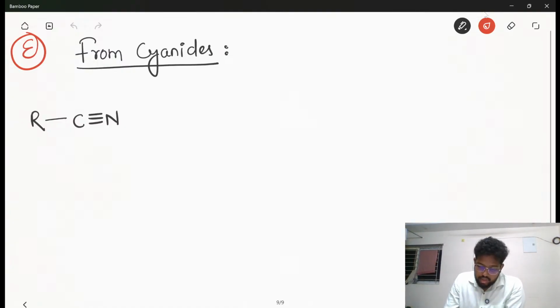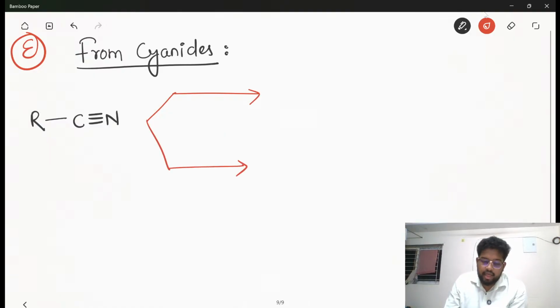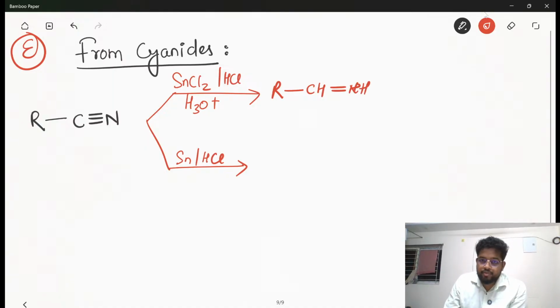So next, here you see what I have. I have SnCl2, HCl, H3O plus. Same I have SnCl2, HCl. Now what would be the product? RCH double bond NH. This product is an imine, formation of imine.